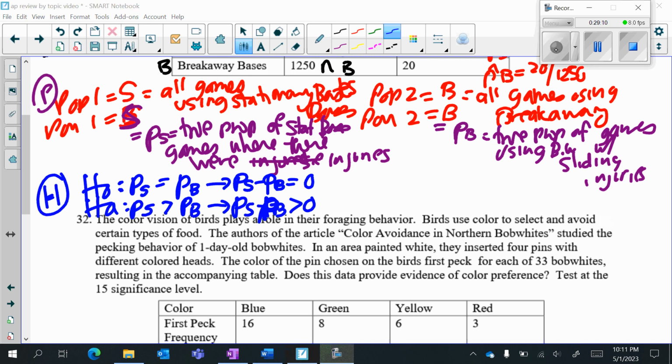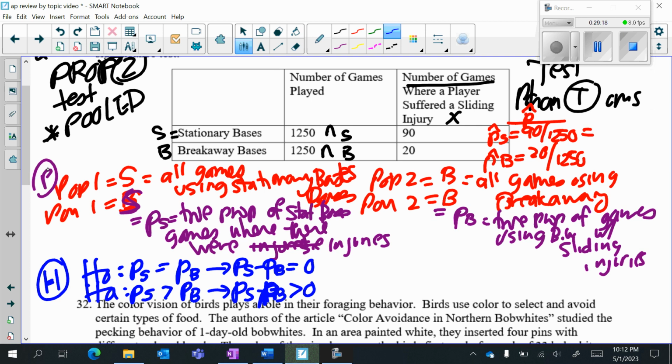Now, I don't have a lot of room here, so I am going to start a new page for this, but I do want to just mention that we are going to have to pool the 2 proportions together here. So I'm just going to create a pooled P hat because it's important that we do this. I'm going to call this pooled P hat. And remember on the reference table, we call this P hat sub C.